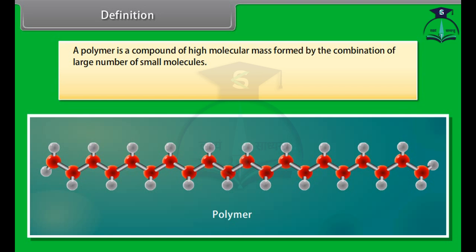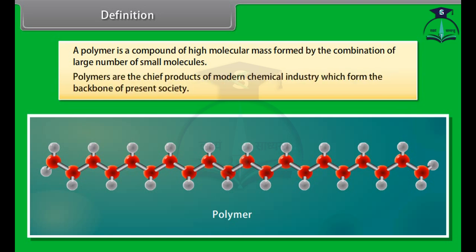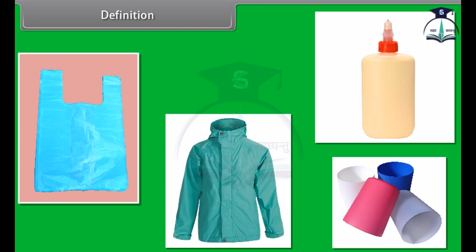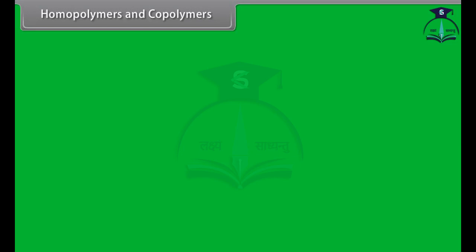small molecules. Polymers are the chief products of the modern chemical industry, which form the backbone of present society. In our everyday life, we use a number of materials like plastic dishes, cups, automobile tires and seat covers, plastic bags, raincoats, radio, TV and computer cabinets, a wide range of synthetic fibers for clothing, synthetic glues, flooring materials, and materials for biomedical and surgical operations, which are based on polymers.